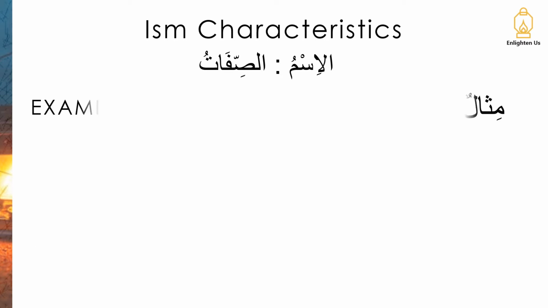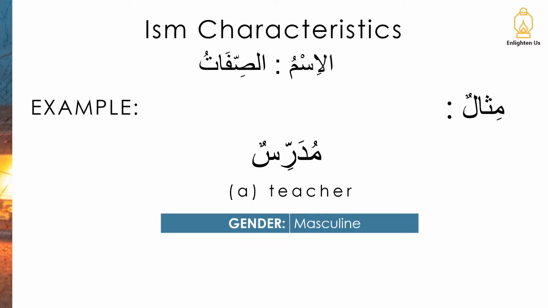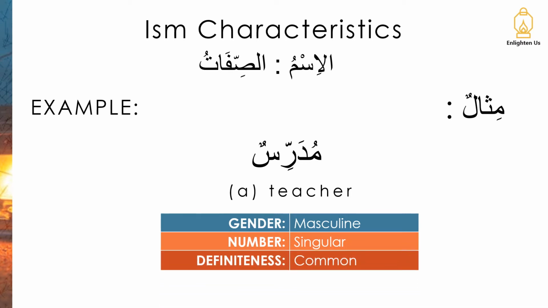Let's unpack this using a mithal, an example. And I'm going to start at the end here. So we have mudarrisun, a teacher. Now I'm going to tell you that the gender of this ism is masculine, the number is singular, definiteness, it's common, and lastly, it's in rafa' state. But don't take my word for it. Let's work through together and see how we all can come to this conclusion.